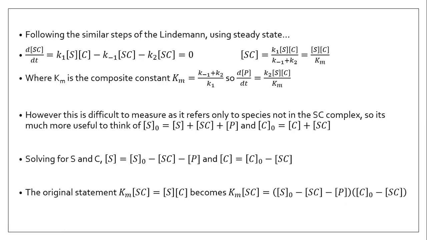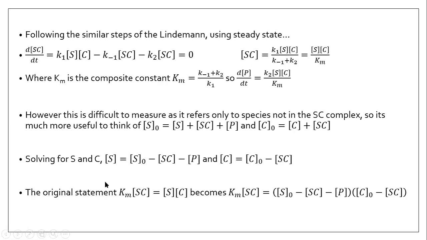However, it's difficult to measure as it refers only to species not in the substrate catalyst complex. It's much more useful to think of this as S0, the initial substrate, where all the substrate is either still substrate, as substrate catalyst, or as product. And C0, where the catalyst is either in catalyst form or in substrate catalyst form. So solving for substrate by itself, we get S0, which we can know, which is the initial substrate we put in there, minus SC minus P, and C equals C0 minus SC.